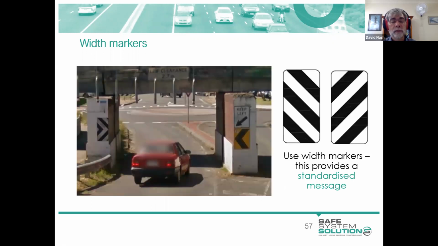So width markers are what should be on the piers of this bridge, but over time people have tried various options like chevron markers, which is wrong, keep left, which is not wrong, but not good either, and a cam is definitely inappropriate in this sort of location. So width markers provide a standardized message. So it's again, providing the same sign in the same location to provide the same message to drivers so that there's no confusion. And also minimises your legal liability as well.